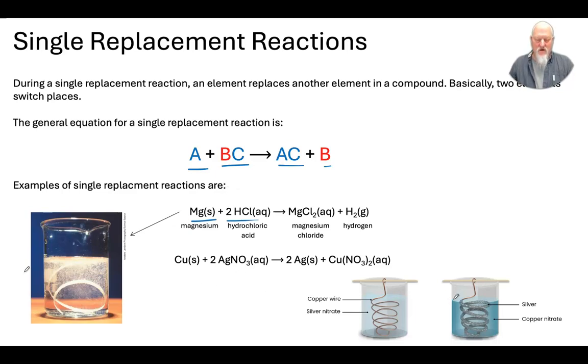The second one here is copper, putting copper in a solution of silver nitrate. Remember, aqueous means that the silver nitrate is dissolved in water. So in our container over here, the solution is silver nitrate. It's water with silver nitrate dissolved in it. When we put the copper in there, the copper replaces the silver in the silver nitrate, and the silver becomes silver metal.